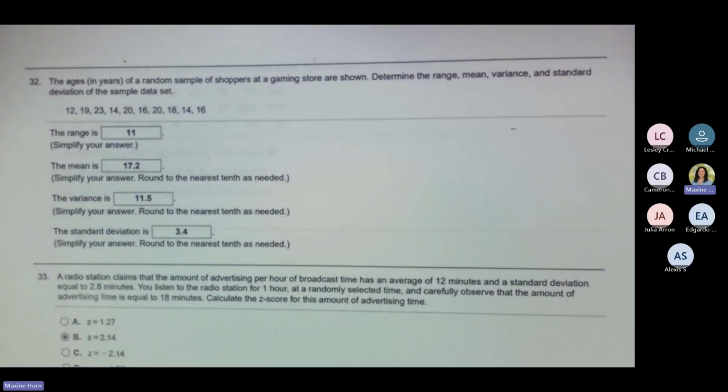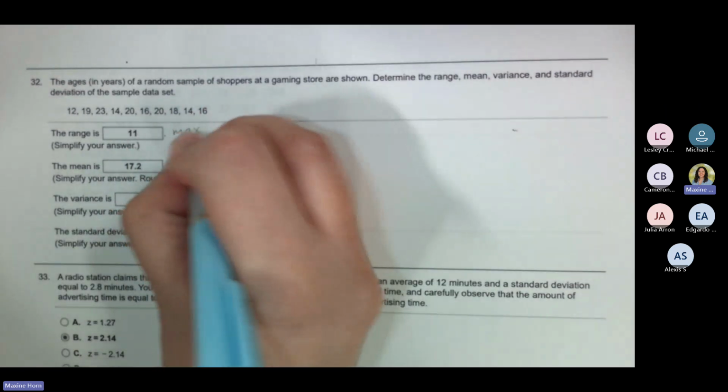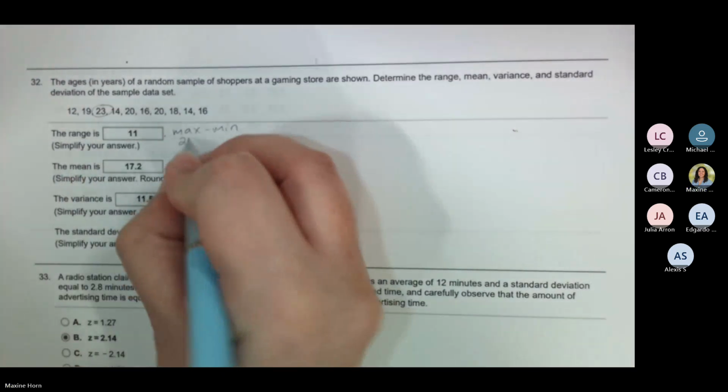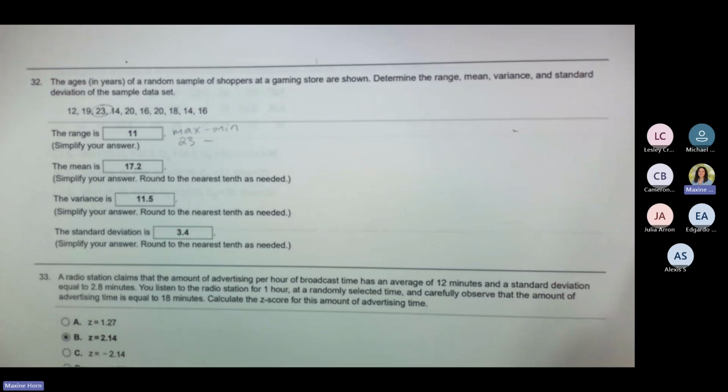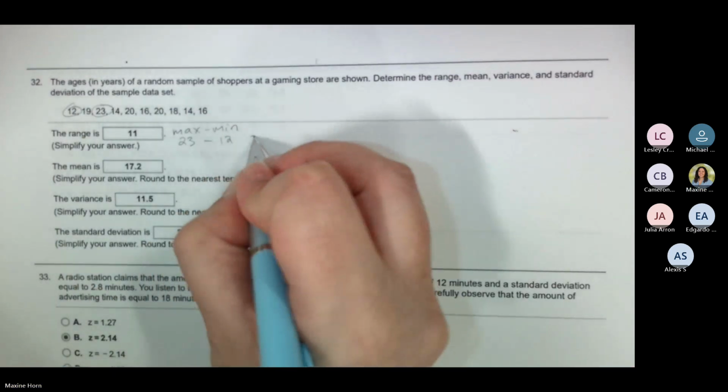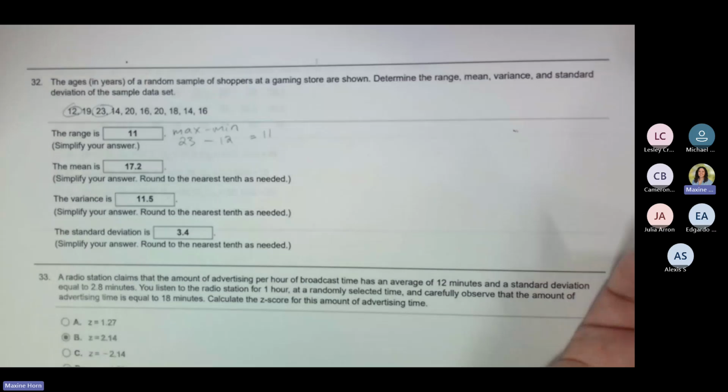The ages in years of a random sample of shoppers at a gaming store are shown. Determine the range, mean, variance, and standard deviation of the sample data set. Okay, so range, easy enough, max minus min. So that's 23 minus 12. So that's how we get 11.